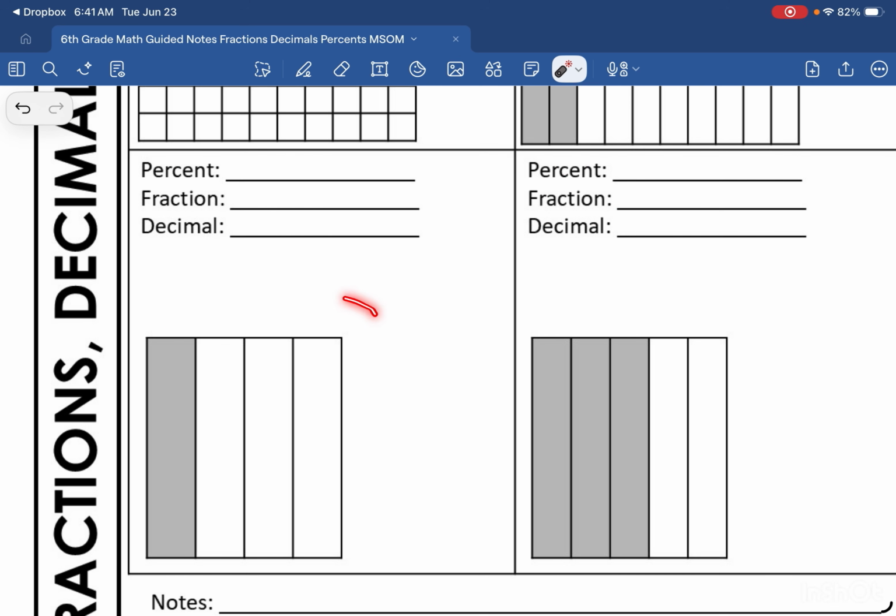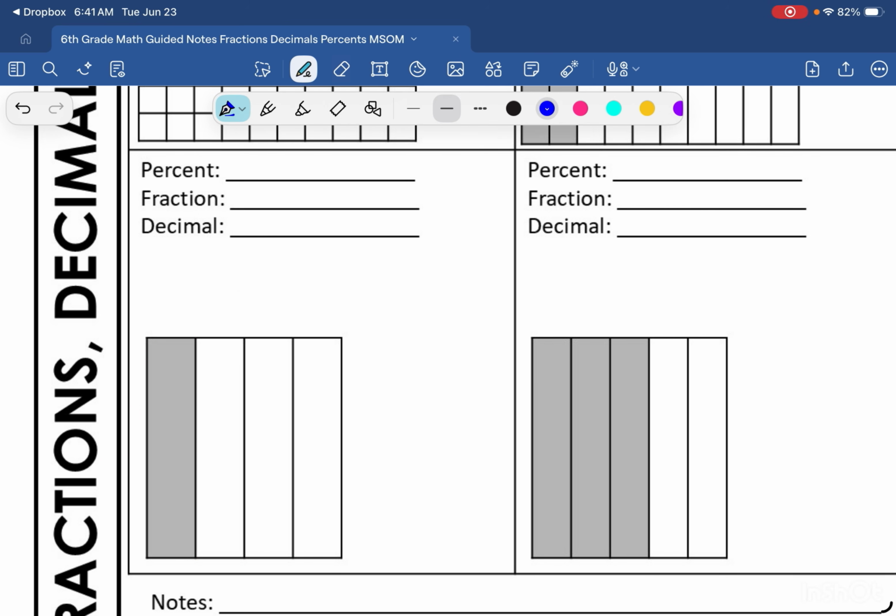This question right here, there are 4 sections, so that must mean each section is 25% because 100 divided by 4 is 25. One section is shaded, so that's 25%. As a fraction, that would be 25 out of 100, or I could write that as 1/4. 25 hundredths, I'm going to write 25 hundredths.